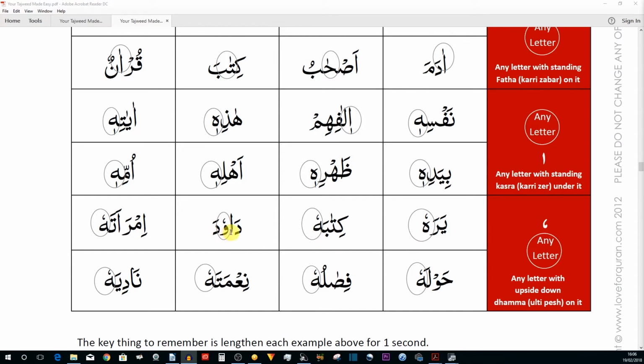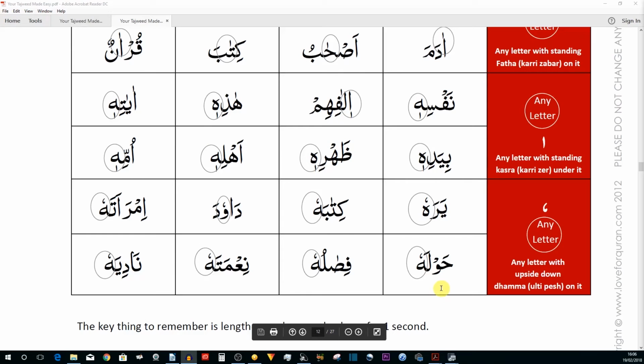Dawuda. Dawuda. Imra'atahu. Imra'atahu. Hawlahu. Now be careful here, you have 2 types of ha, which we haven't covered. So we have the first ha, which is a middle throat, and the next ha is the bottom throat. So hawlahu.